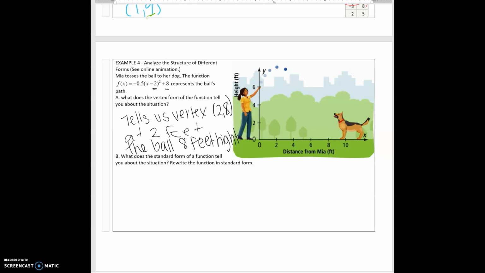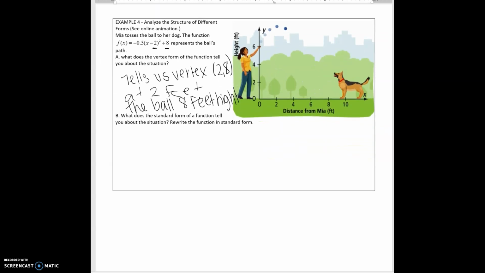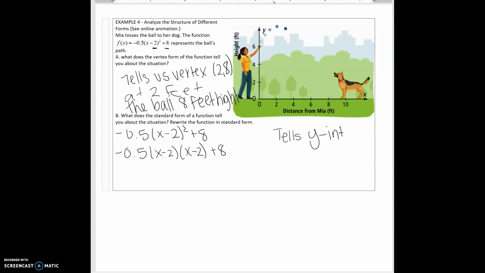Okay, and then it wants you to write this in standard form. If it was in standard form, what would it tell us? It would tell us the y-intercept. So let's go ahead and get it in standard form and find the y-intercept. What we're going to do is just simplify this. We're going to square this, so we're going to do x minus 2 times x minus 2 and then add 8.